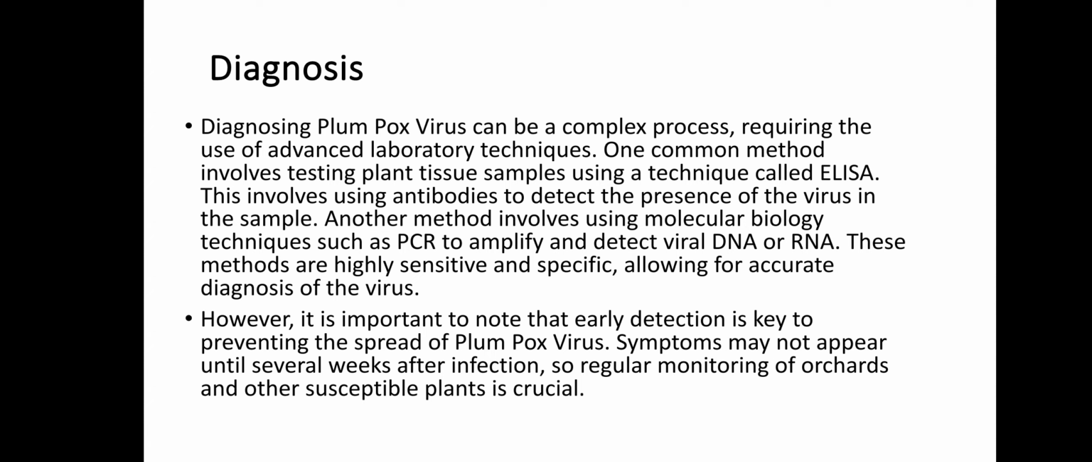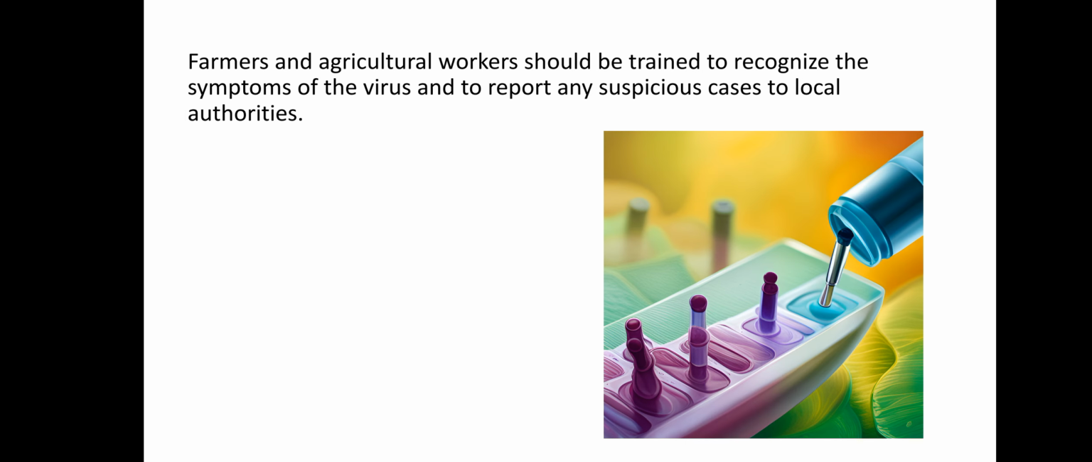However, it is important to note that early detection is key to preventing the spread of plum pox virus. Symptoms may not appear until several weeks after infection, so regular monitoring of orchards and other susceptible plants is crucial. Farmers and workers should be trained to recognize the symptoms of the virus and to report any suspicious cases to local authorities.